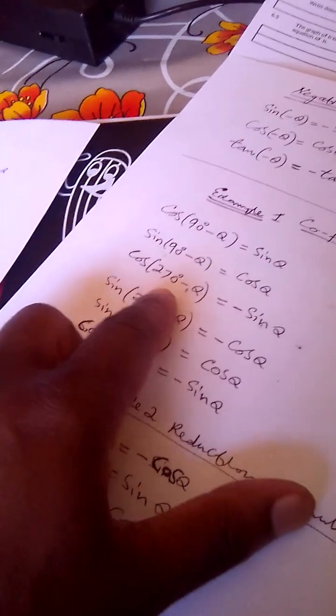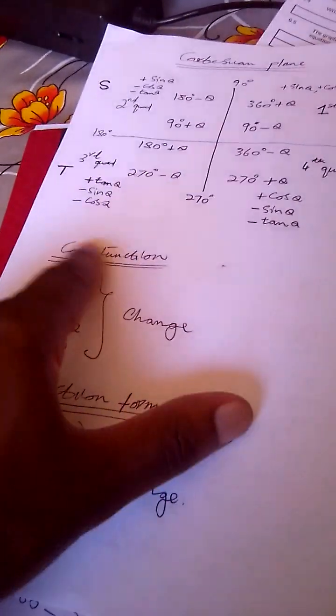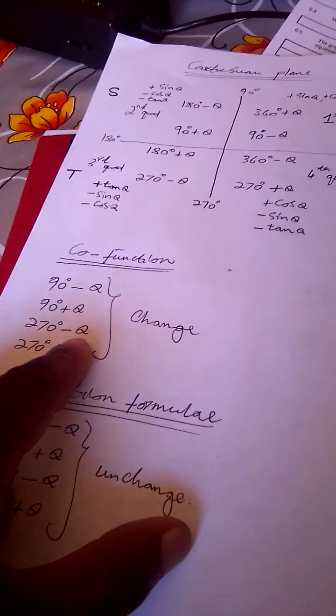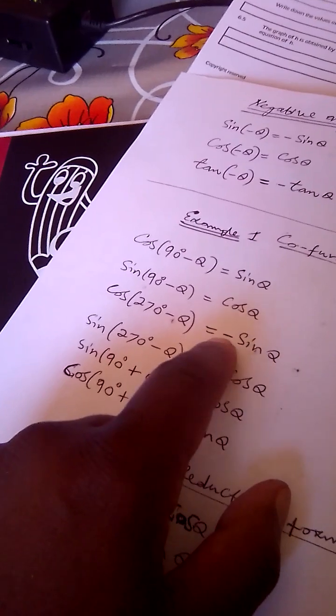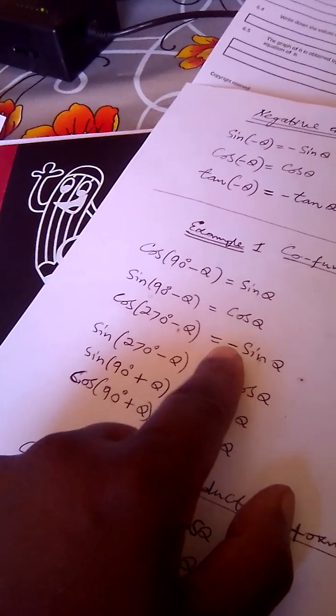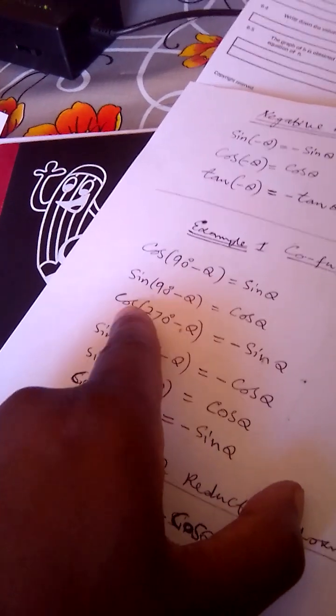Then the last part says change or unchanged. It changed because 270 falls under cofunction. 270 minus, it changed. Now it changed to what? Cos will change to sine. That's why the negative comes, because 270 minus is in the third quadrant.